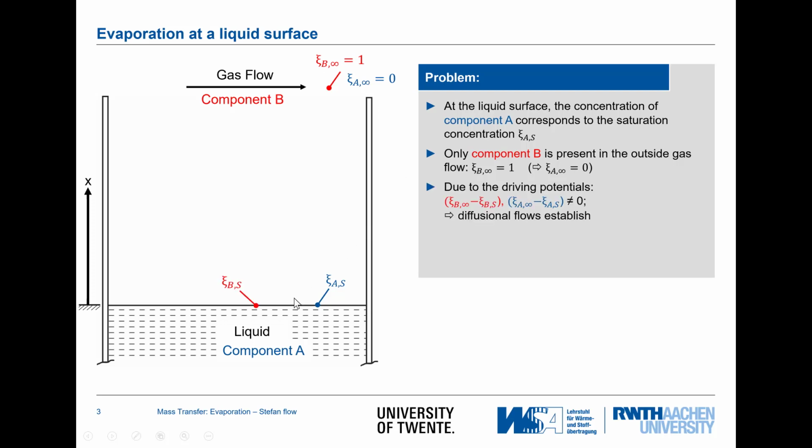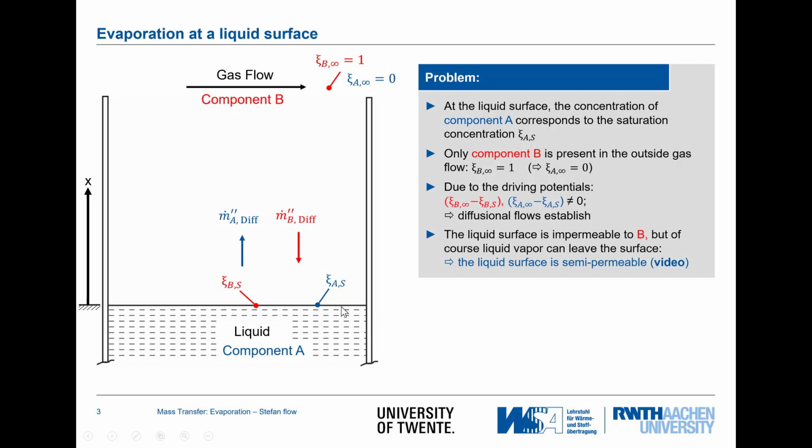We also have a surface fraction of B, which is psi Bs, which is non-zero. So this means I have a driving potential for the red marked psi B and a driving potential for the blue marked psi A. And these differences are both non-zero, so I get the establishment of diffusional flows. The specifics of this problem is here related to this surface. And here you see these diffusional flows. I will elaborate in a second how I get to those.